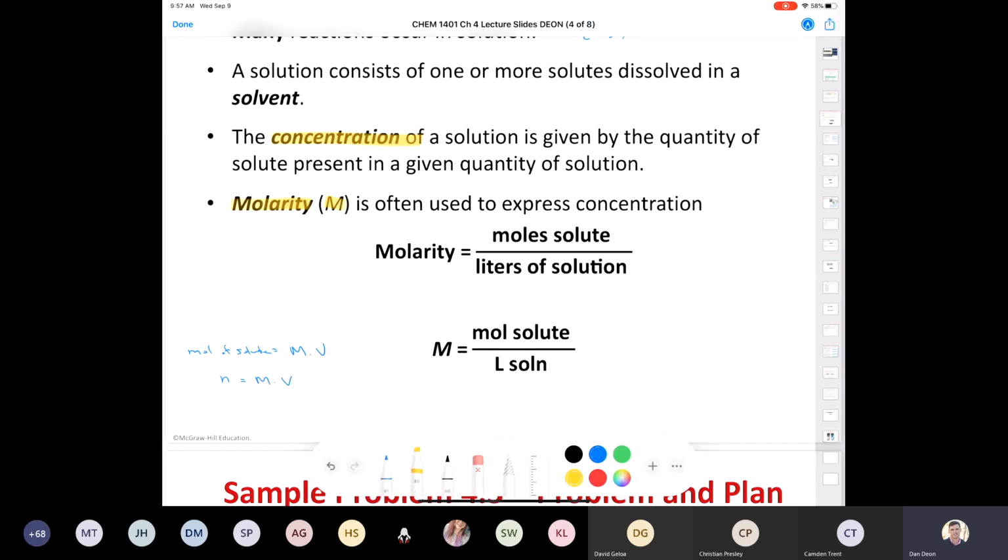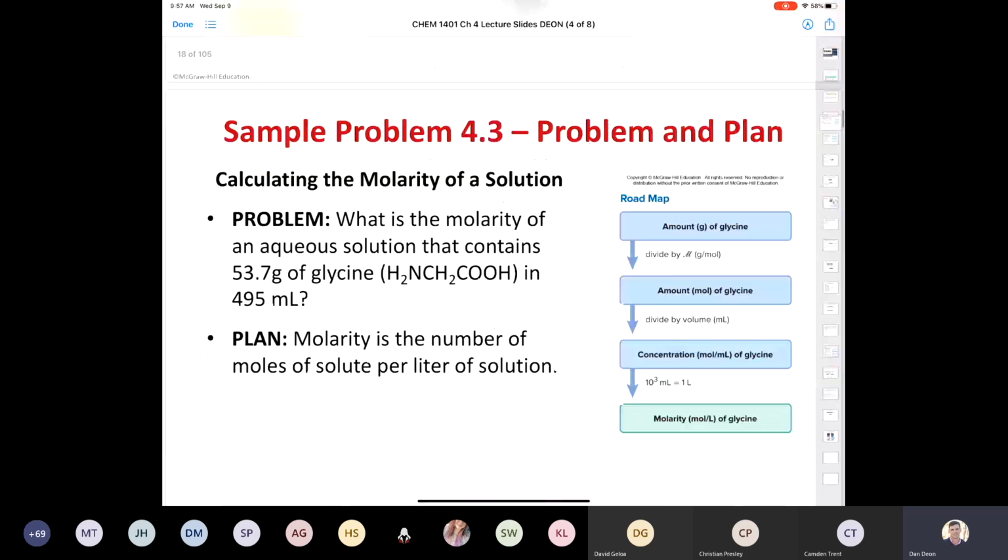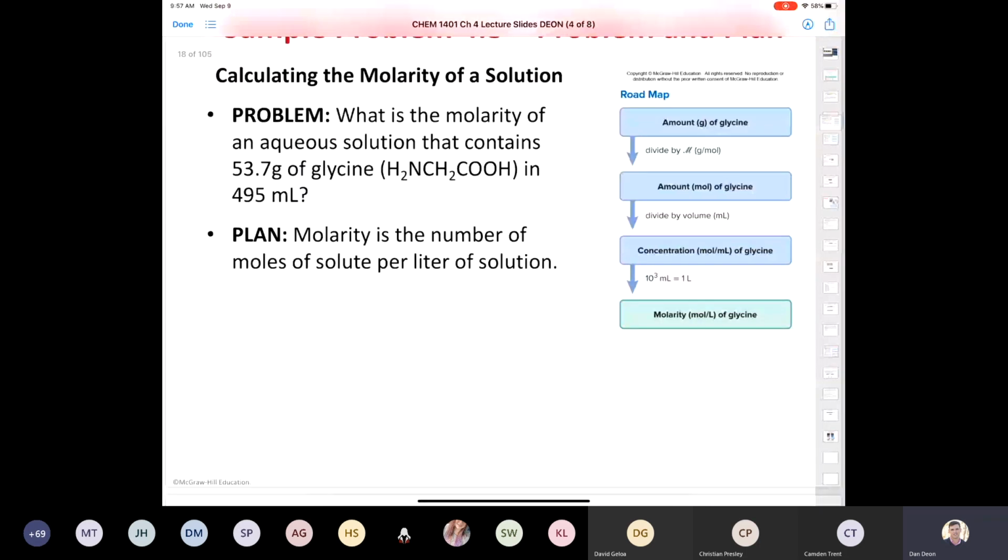It's just number of moles, little n, is equal to molarity, concentration, times volume. If you're not entirely sure about that, don't worry. We're going to look at plenty of examples. This is going to be important later when I show you a formula you're really going to like for dilution problems. With that in mind, let's take a look at a problem.